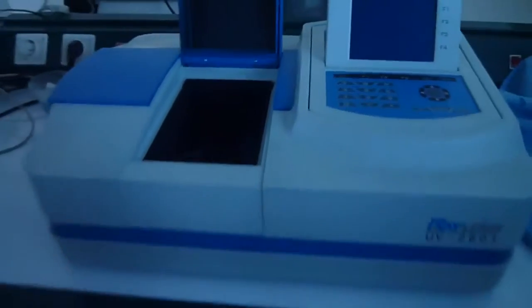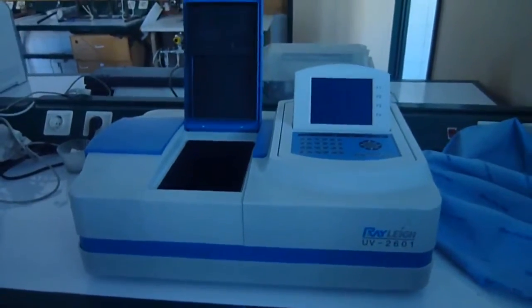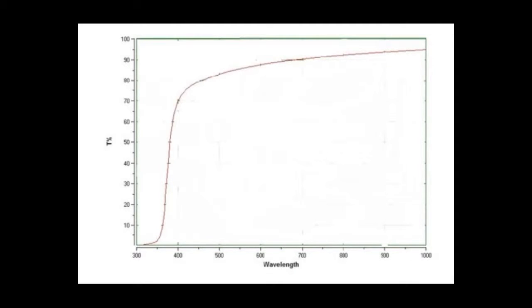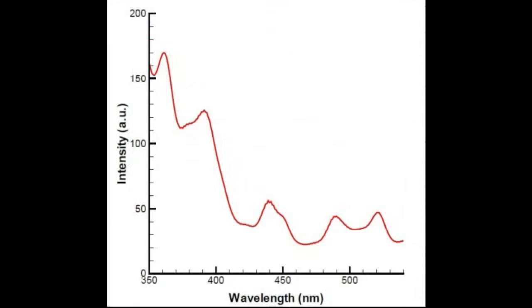This is the equipment of ultraviolet visible spectroscopy in our laboratory. Ultraviolet visible spectroscopy, or ultraviolet visible spectrophotometry, refers to absorption spectroscopy or reflectance spectroscopy in the ultraviolet visible spectral region. This means it uses light in the visible and adjacent near UV and near infrared range. The absorption or reflectance in the visible range directly affects the perceived color of the chemicals involved.